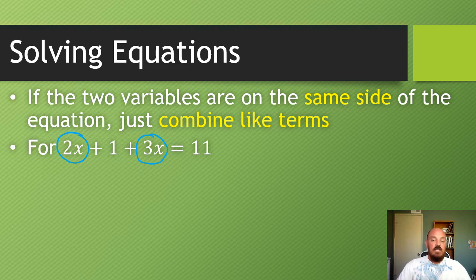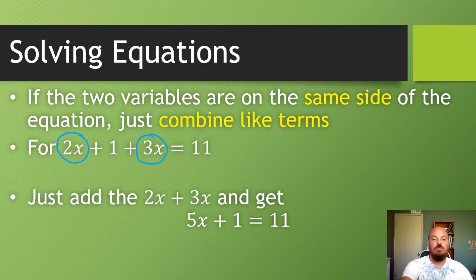But they're on the same side of the equal sign. So they're part of the same expression. You can just think of it as 2x plus 3x, and you can just add those together. That's what we mean by combining like terms. So for this question, I would just combine these two things together into a 5x. 2x plus 3x is 5x, and then leave everything else. So you still have the plus 1 there, so it ends up being 5x plus 1, and it's still equal to 11. And then you would solve it like the equations from last section.